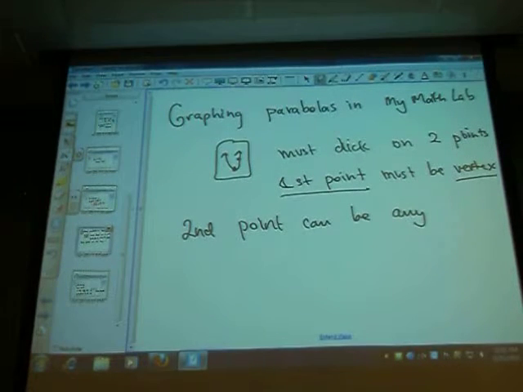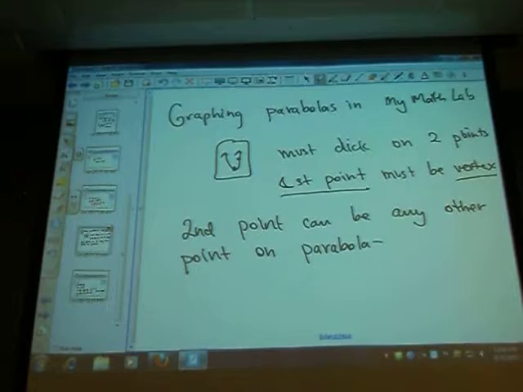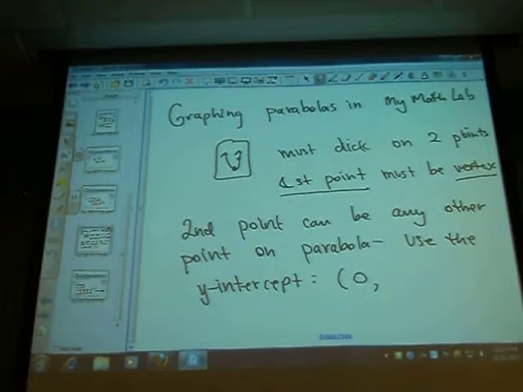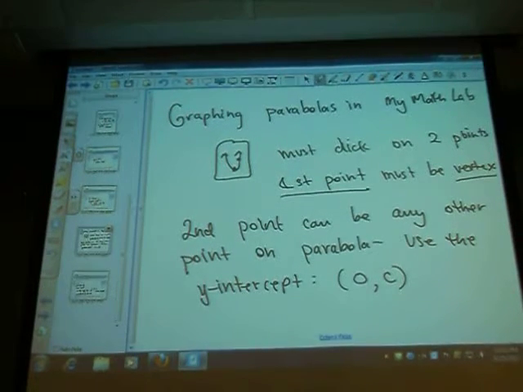Be the vertex. Second point can be any other point on the parabola. But you want to use the y-intercept. And how would I write the y-intercept as a point in ordered pair? 0, y-intercept. 0, c. Okay? So you do not have to use the y-intercept as your second point, but that is the easiest thing to do.